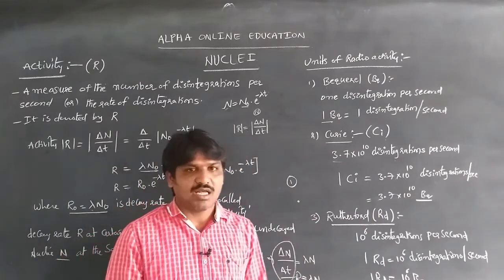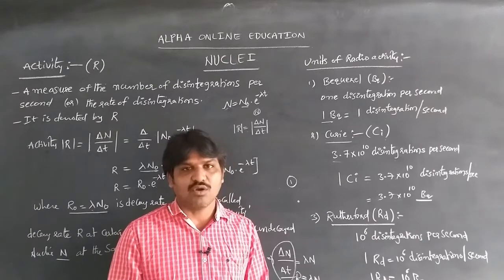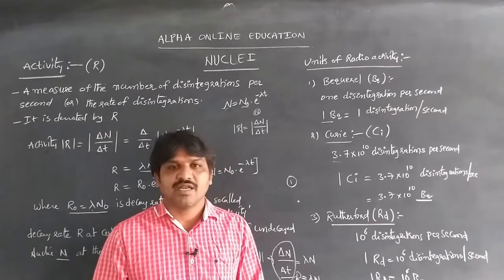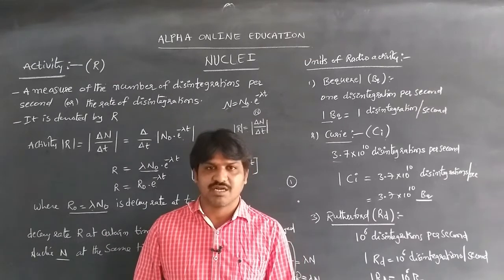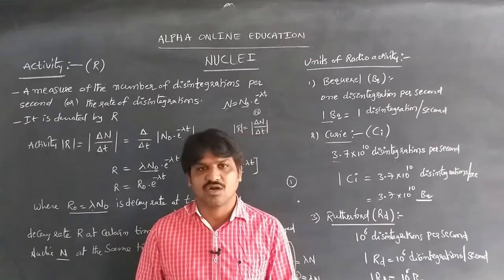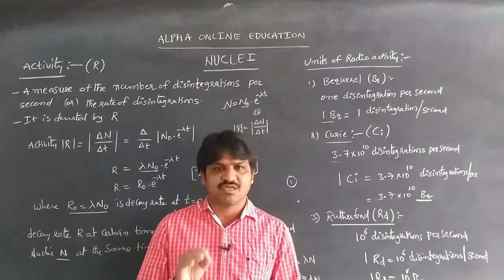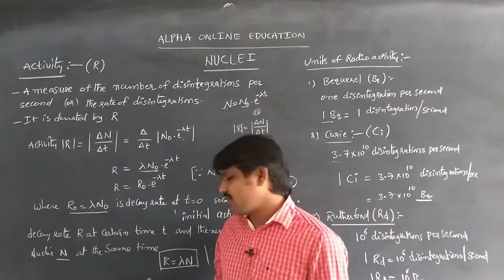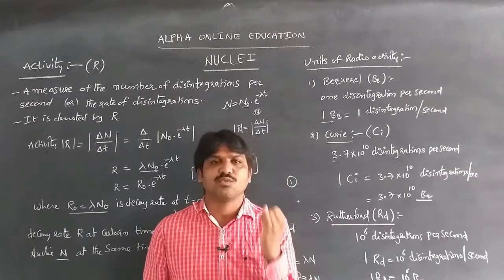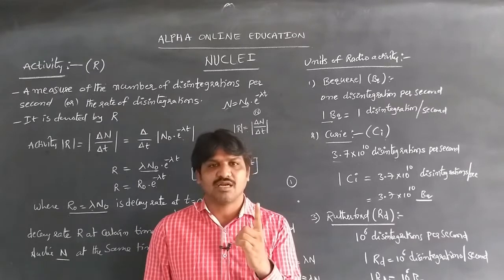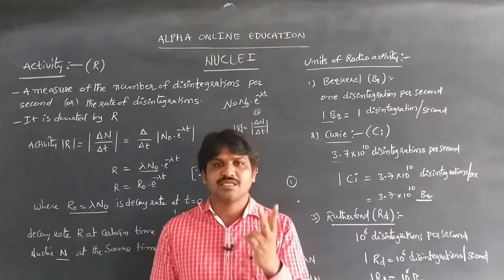This is about the activity and the units of radioactivity. The number of disintegrations per second, or the rate of disintegrations, is called activity. Activity is denoted by R equal to lambda N, and the unit is the becquerel. Becquerel means 1 disintegration per second. That is one of the units of radioactivity. And the second one is the Curie.